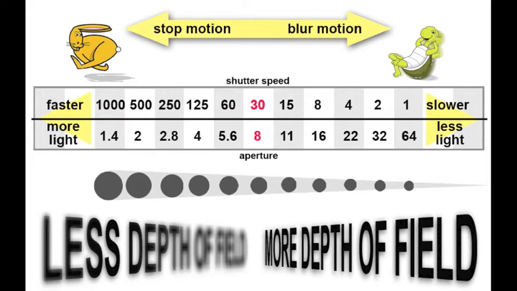Underneath the numbers, we have the relative size of the lens openings. The big circles equal less depth of field. The smaller numbers, big circle, big aperture, less depth of field. And as we move to the right, the size of the lens aperture gets smaller, but the depth of field increases. That is the relationship between shutter speed and aperture. All of these combinations give us the same brightness, but they do give us different pictures. The pictures look different at each of these combinations.